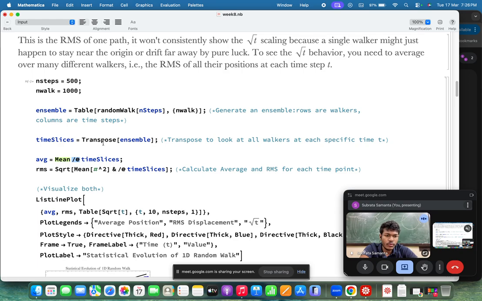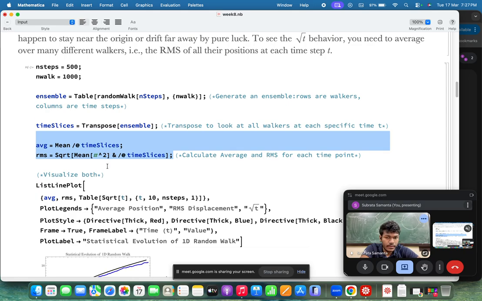So, at that time you know the positions of the paths. Here, each column has the positions of the different paths, and you calculate the mean. This is your average at a given time slice, and then you calculate the RMS at a given time slice. So, these two things are basically the average and RMS over 1000 paths, at a given time slice.